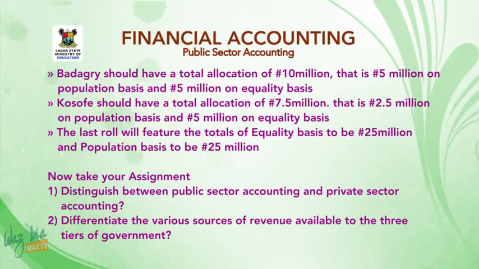Now take your assignment. 1. Distinguish between public sector accounting and private sector accounting. 2. Differentiate the various sources of revenue available to the 3 tiers of government.